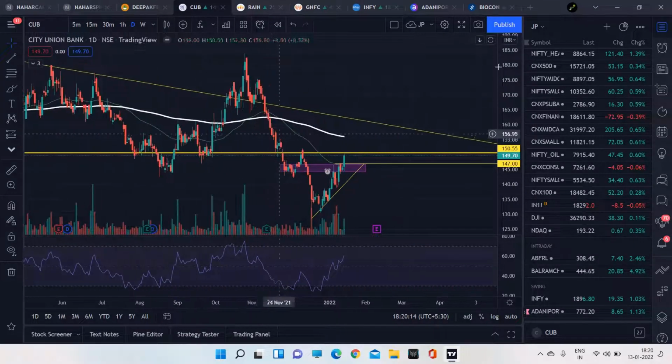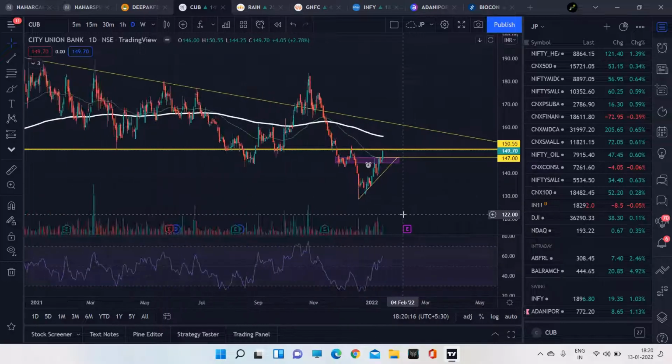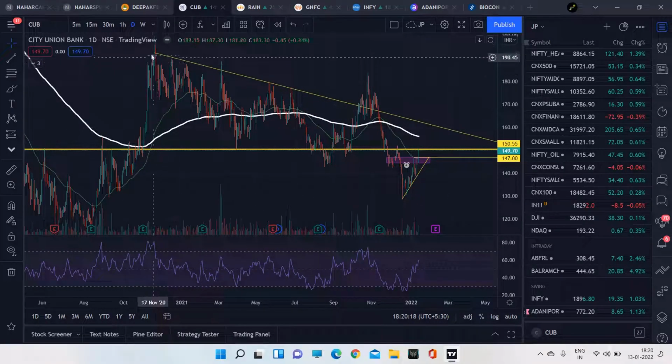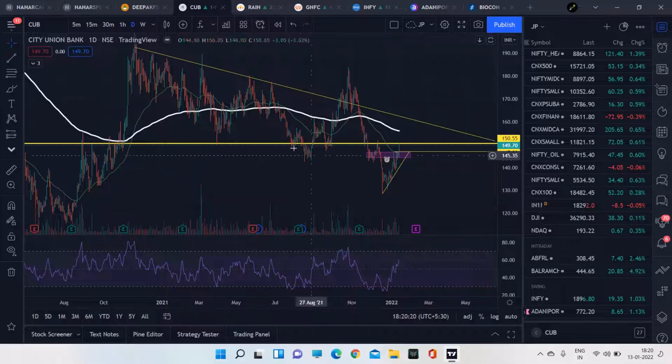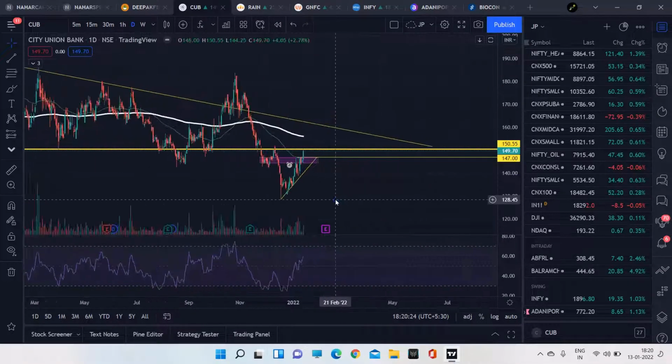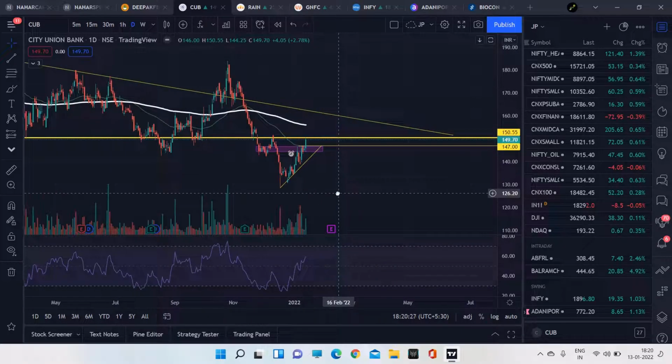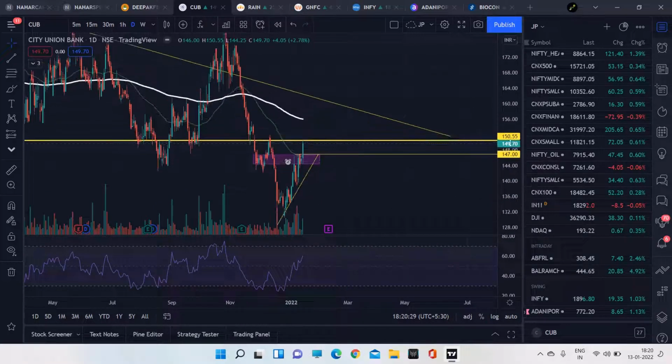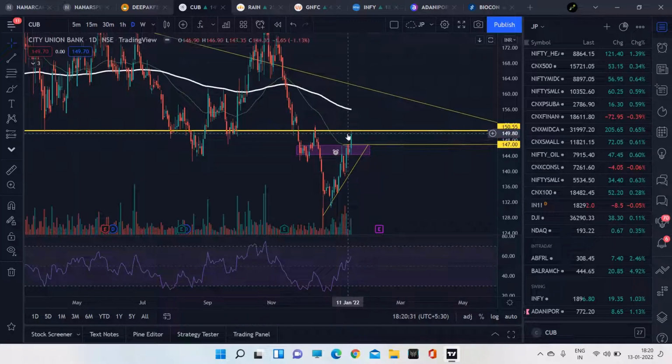Now coming to CUB, City Union Bank. The important levels I have marked here. You see this resistance being faced in the previous sessions, and currently it is forming higher lows and it is going to breach this level of 150.55. Once it breaches this level, it may again test the resistance at this 200-day moving average.